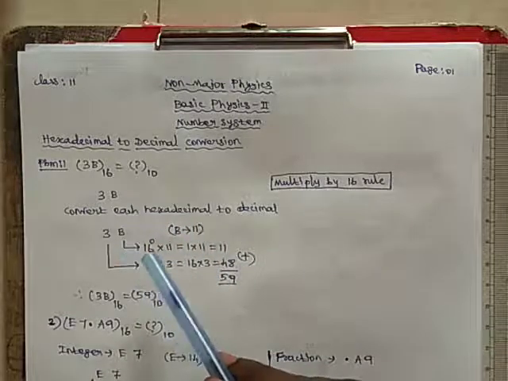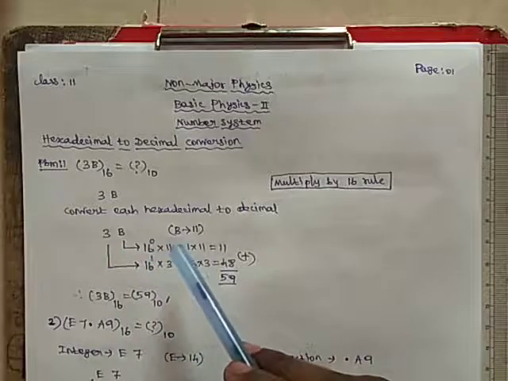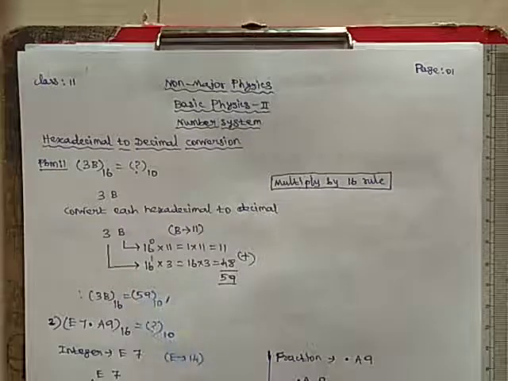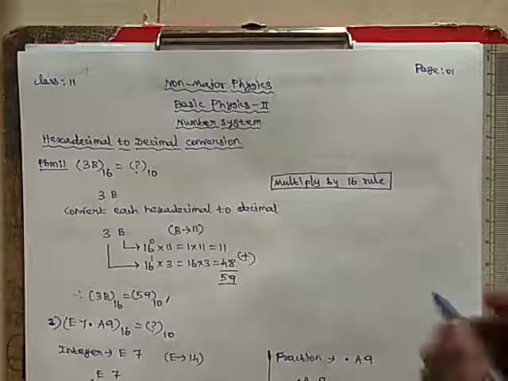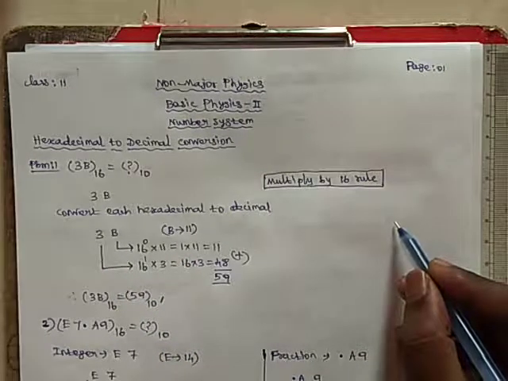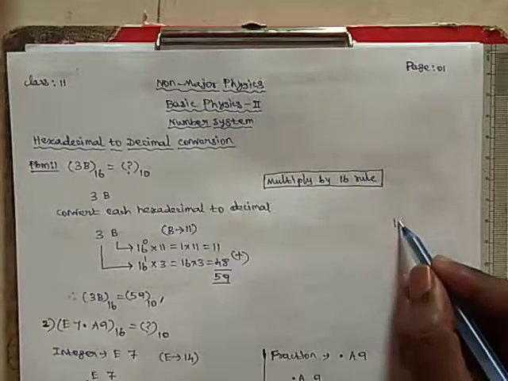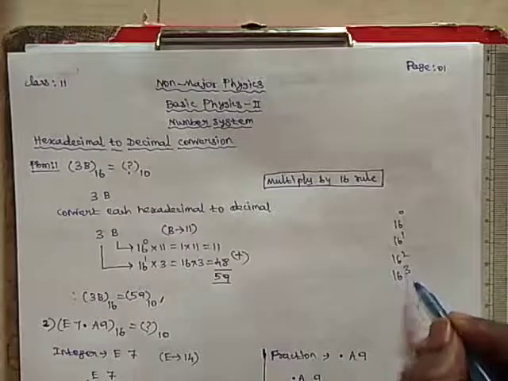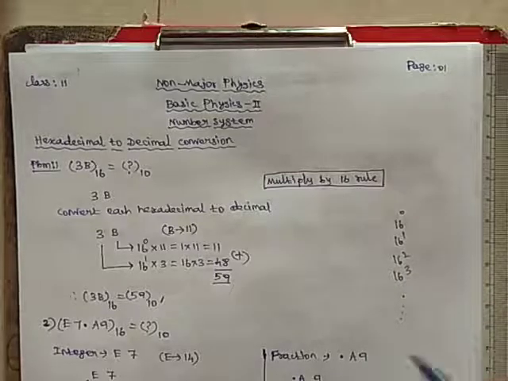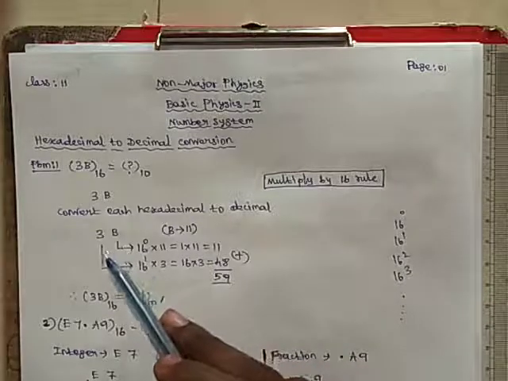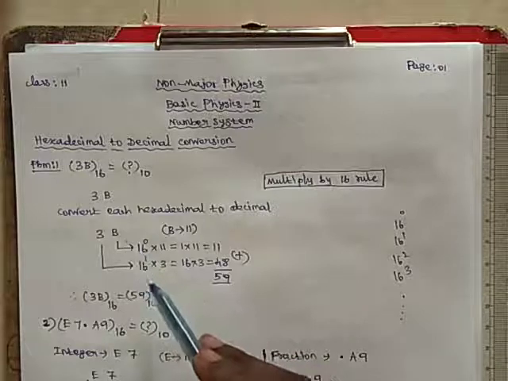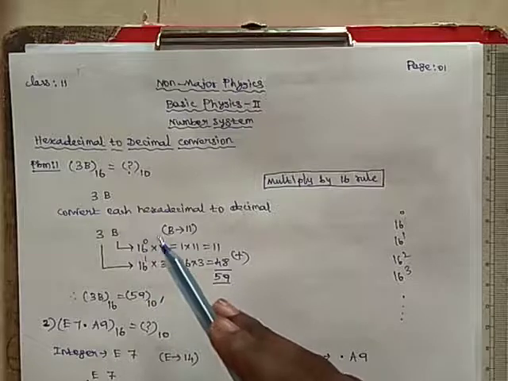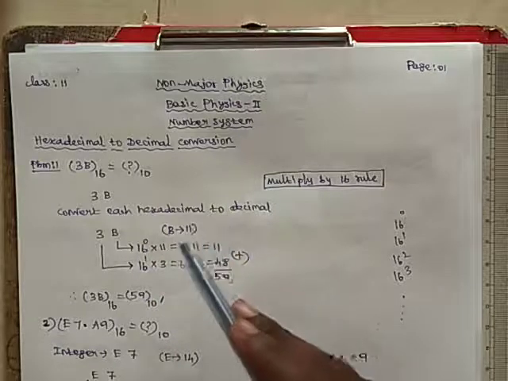So B: there is 16 power 0 into 11, then 16 power 1 into 3, and so on. As usual, like the multiply by 2 rule with 2 power 0, here you have to multiply by 16 power 0, 16 power 1, 16 power 2, 16 power 3 and so on. Here the given number contains only 2 digits, so it ends with 16 power 1. So 16 power 0 for B, which you have to convert from hexadecimal into the corresponding decimal.